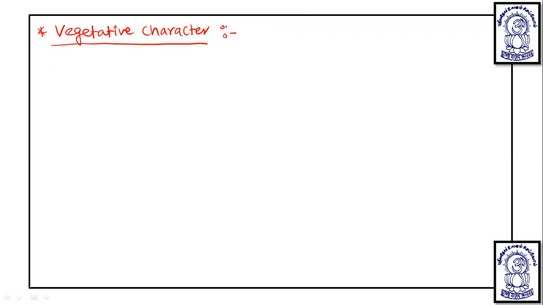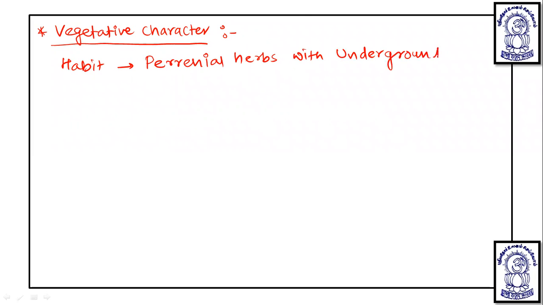When we talk about a vegetative character, first we'll talk about the habit. And if you talk about the habit of this Liliaceae family members, then it is perennial herbs with underground bulbs, corm, or rhizomes. And that is the habit.